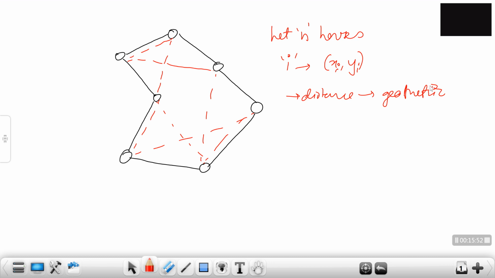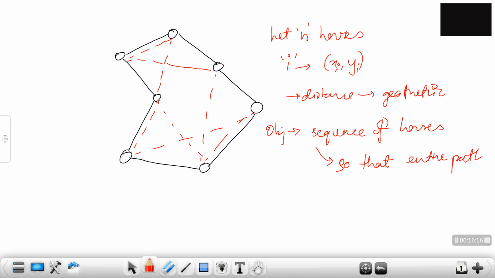Now we need to find a sequence of houses that the salesman will traverse so that the entire path length is shortest. What is the objective over here? The sequence of houses that the salesman must traverse so that the entire path length is minimum. That is what we need to find.